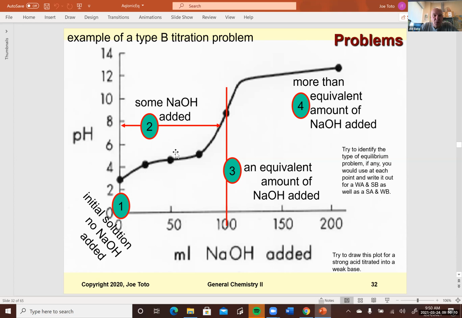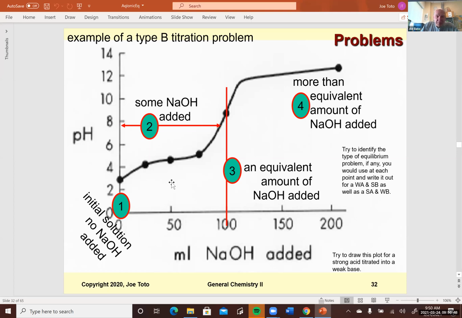Does anybody know why that's called the buffer region? Because it slows down. Now, be careful with your words. It doesn't slow down. That's a kinetics thing. When we look at rates of reactions, we talk about speeds. So the reaction isn't slowing necessarily. We don't really know too much about the speed, but it's an acid-base neutralization, and usually they're fairly quick.